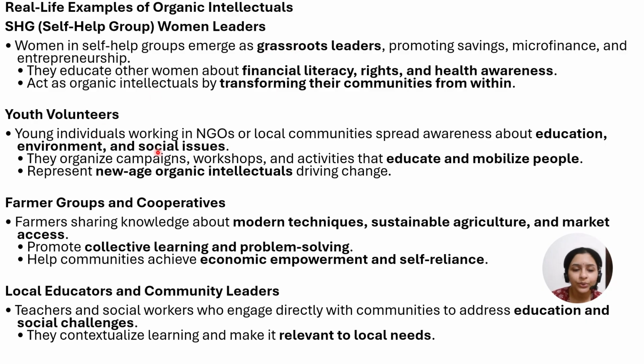Then youth volunteers, youth individuals working in NGOs or local communities to spread awareness about education, environment, and social issues. They organize campaigns, workshops, and activities that educate and mobilize people. Farmer groups and cooperatives share knowledge about modern techniques, sustainable agriculture, and market access. Then local educators and community leaders, teachers and social workers who engage directly within the community to address education related social challenges.